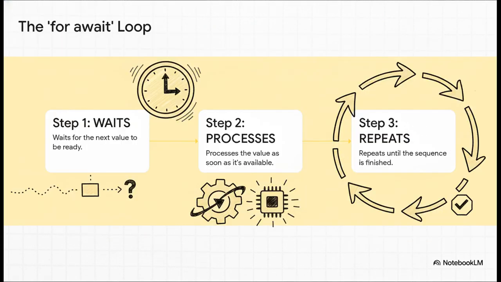So let's break down what's happening here, step by step. First, the loop starts up and just waits. It patiently waits for the next value to be ready. It's not blocking anything, it's just hanging out. Then, as soon as a value arrives, boom, it processes it. Whatever code you put inside the loop runs. And then what? It just goes right back to step one, waiting for the next one. It'll keep doing this over and over until the sequence is finally done.